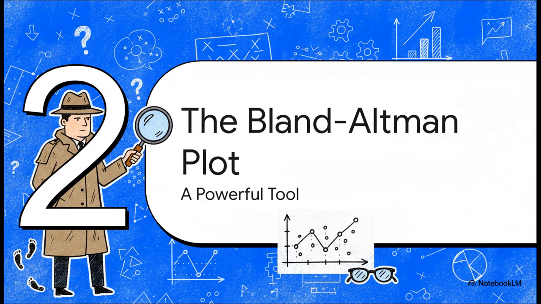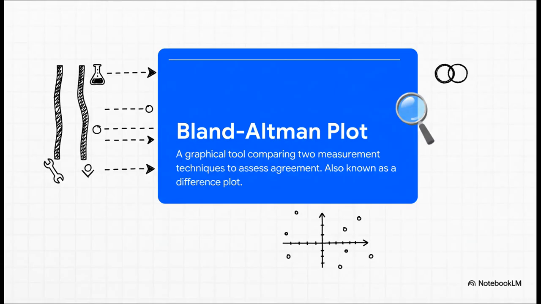Well, it's time to meet our detective, the Bland-Altman plot. It is the perfect tool for exactly this kind of investigation. So, what is it, really? A Bland-Altman plot is a way to visually compare two different measurement methods. And the key word here is agreement, not correlation. We don't just want to know if they trend in the same direction, we need to know if they give the same answer. It's also called a difference plot, which is a huge clue about how it works.